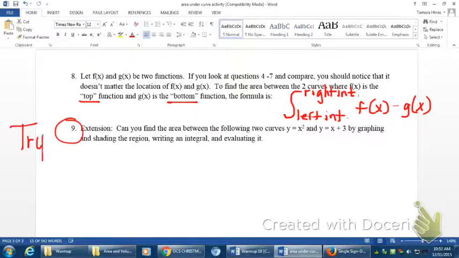Alright, number 9 is your last try problem. So you're going to graph it, and you're going to find the intersection between those two curves.